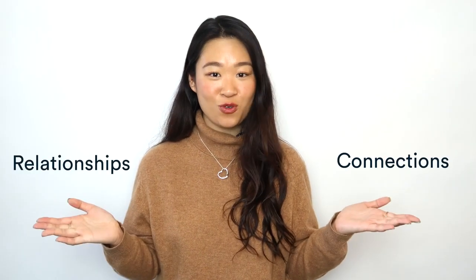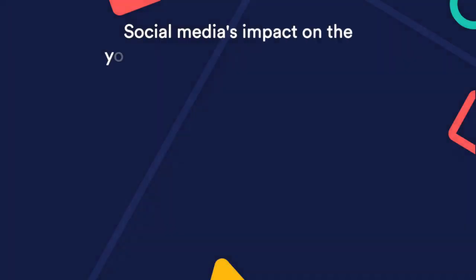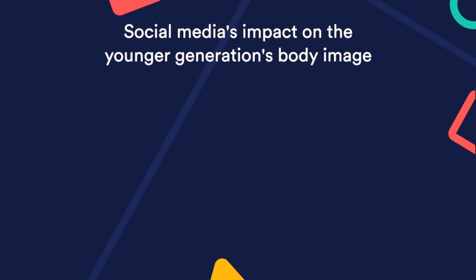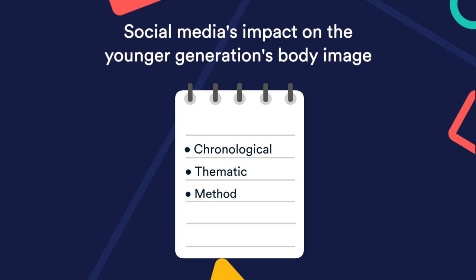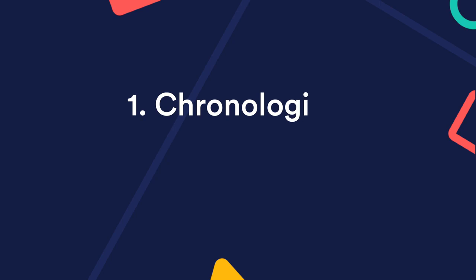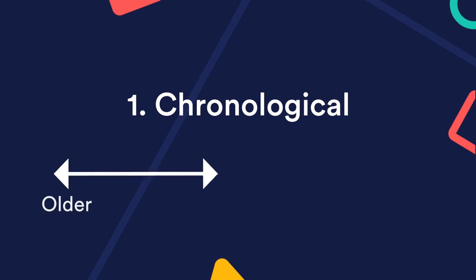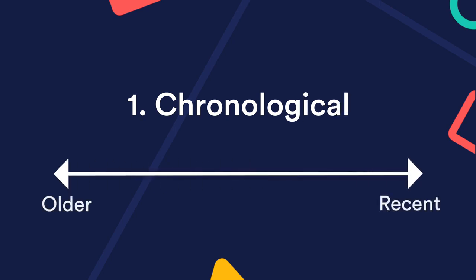Now that you've worked out the connections and relationships between the sources, we can structure the literature review's outline. Let's recap our topic: social media's impact on the younger generation's body image. Here are 4 common approaches to structure the literature review: chronological, thematic, method, theory. First is the chronological approach, so from older to more recent publications.